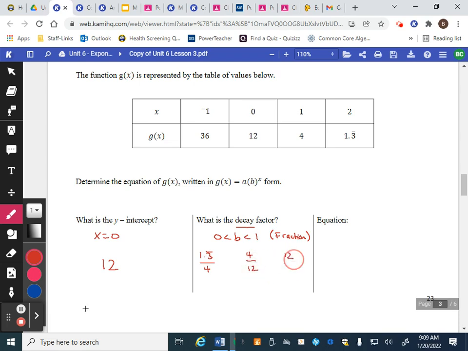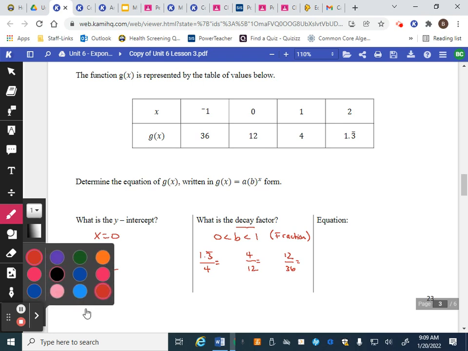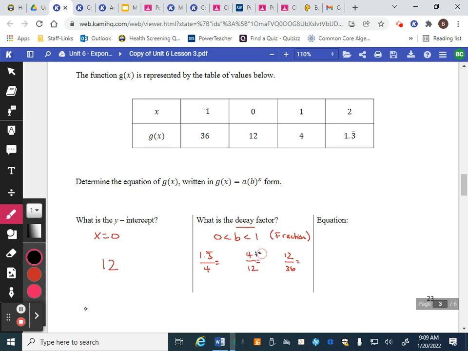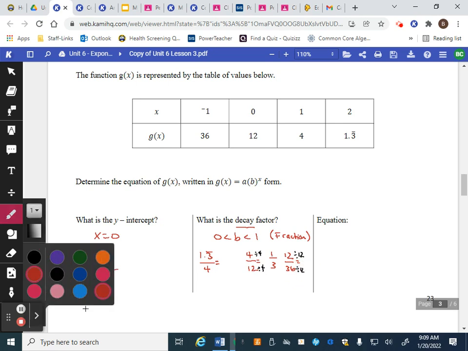But the other two shouldn't be too bad. So I'm going to start with the two easier ones. 4 divided by 12. I can divide both of those by 4, and we end up with 1/3. And if I divide the last fraction both by 12, we get 1/3.